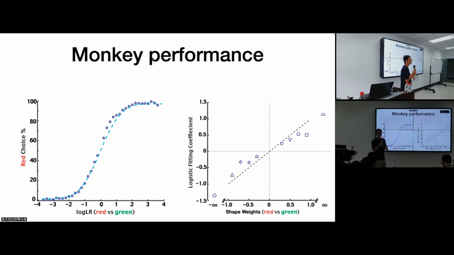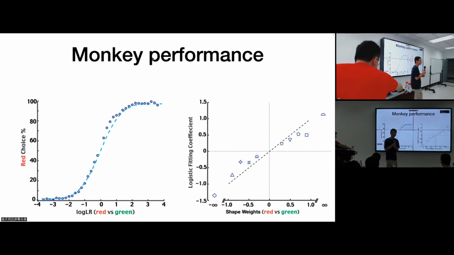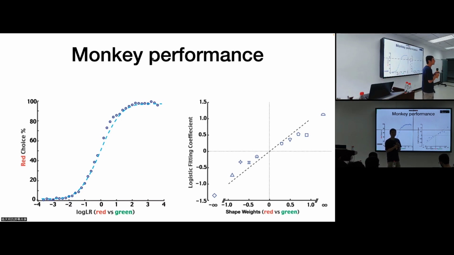Is the probability we give the monkey reward calculated by the basic equation? Yeah, so the probability of reward is determined by the total weight of these shapes, and that's the log likelihood ratio, right? So you can say it's computed based on Bayesian, yeah, right.